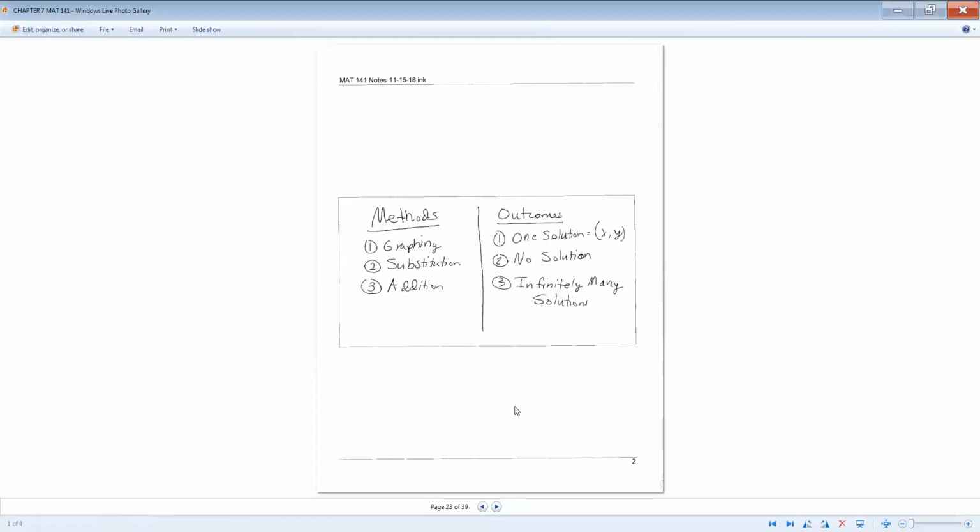All right, so we have 3 methods that will help us solve the equations. We're not just going to go ahead and try to figure it out, but we have actual methods. We have the graphing method, the substitution method, and the addition method. And no matter what method you use, there are 3 possible outcomes. You have one solution, in which you actually have an ordered pair, which is your answer, no solution, or infinitely many solutions.